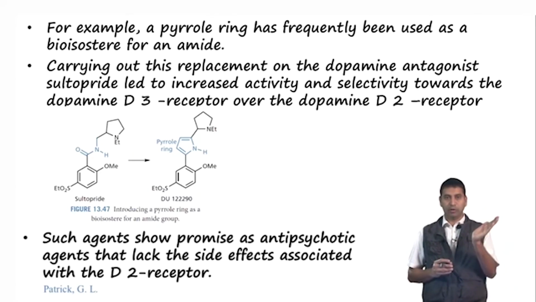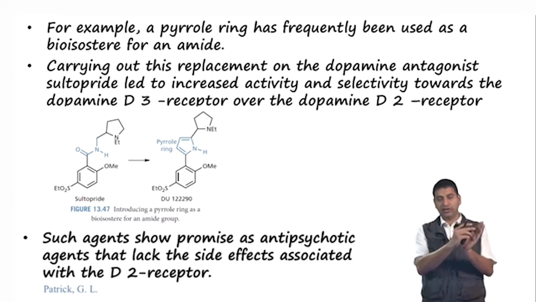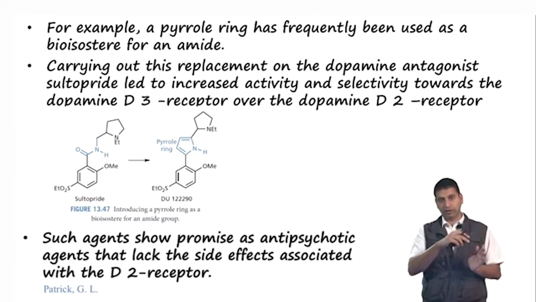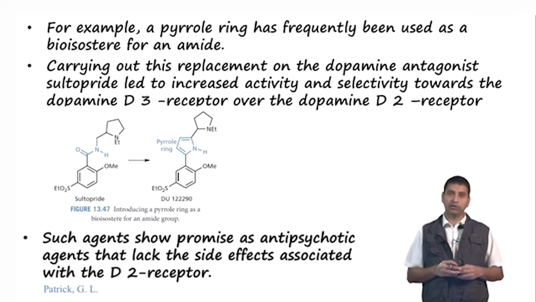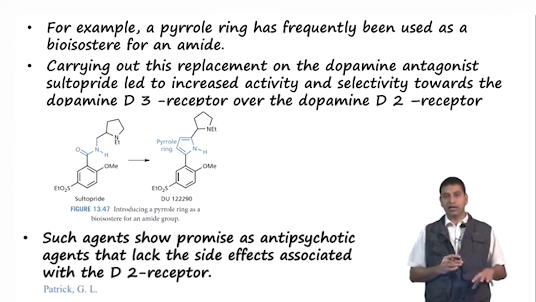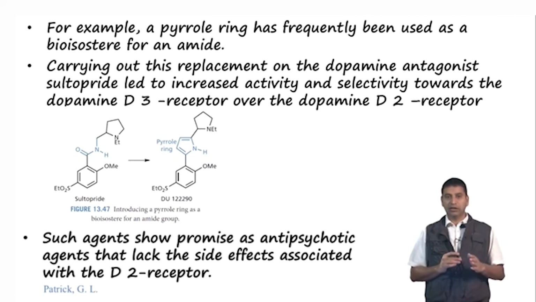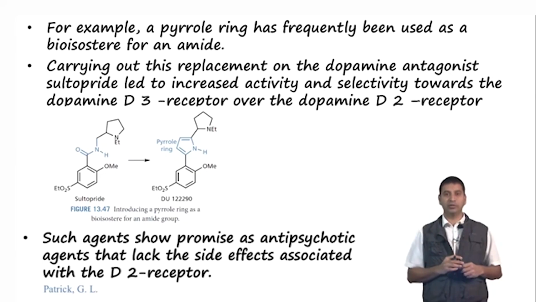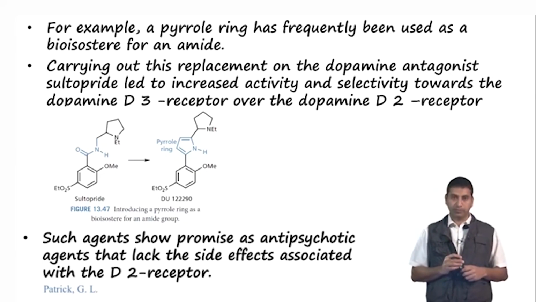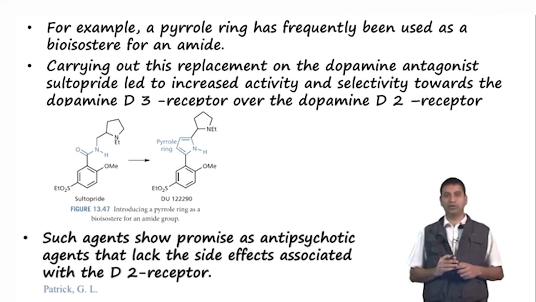So you have the C double bond O which is aligned in this direction, and the new C double bond C in the pyrrole ring is also aligned in the same direction, and then you are introducing planarity. This pyrrole ring can be used as a bioisostere for an amide, and these agents have shown promise as antipsychotic agents that do not have the side effects that are associated with the dopamine D2 receptor, which is associated with this molecule sultopride.